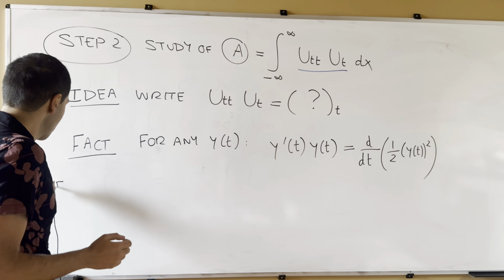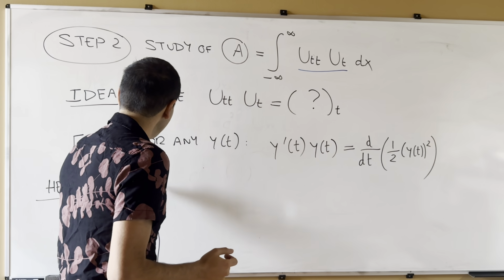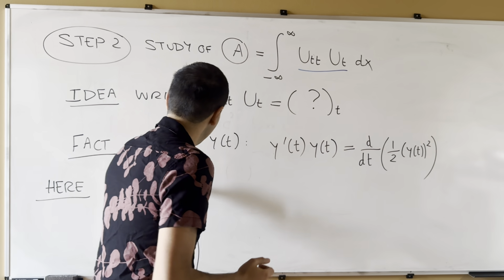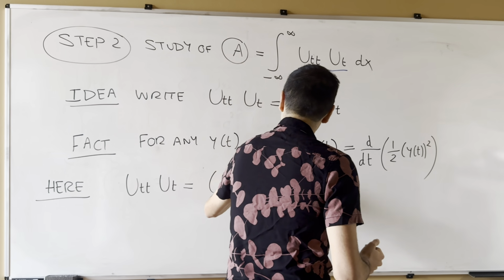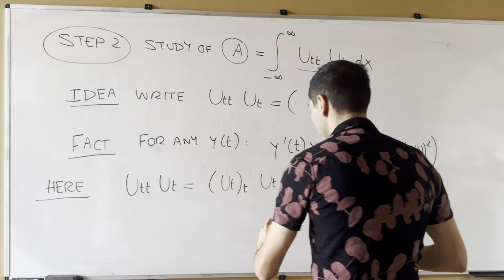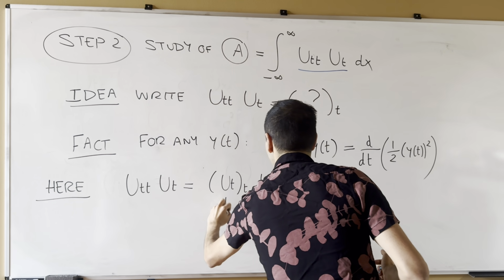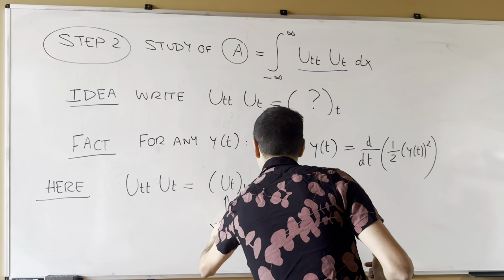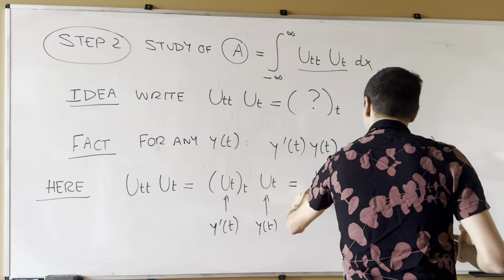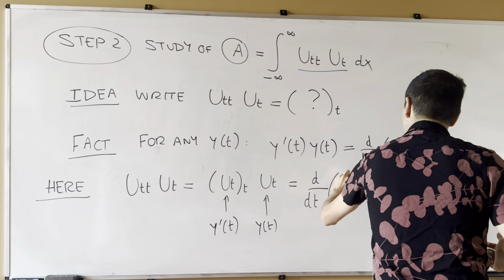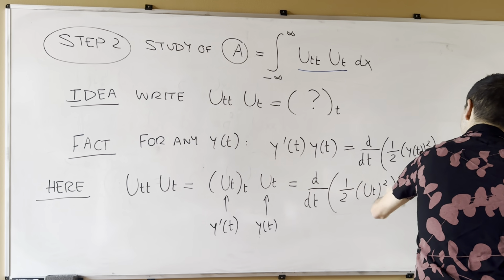So here, while we have ut, that is utt times ut. So if this is y of t, this is y prime of t. And the point is now, you can write this as one derivative, d over dt, and then 1/2 ut squared.